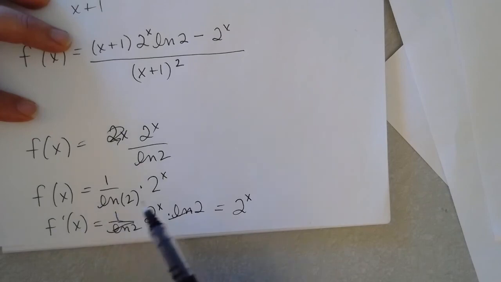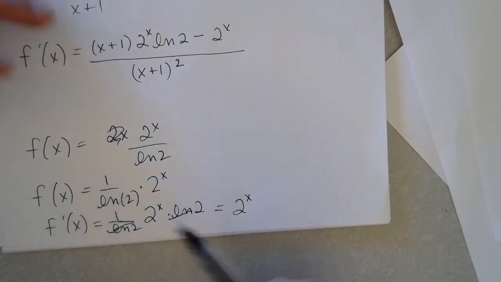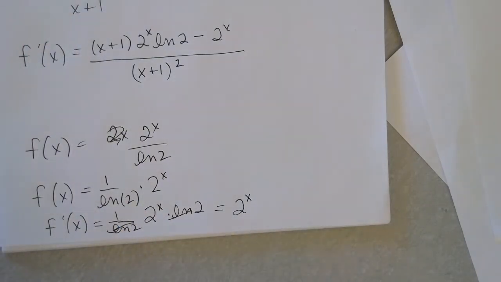So just remember the natural log of a number is just a constant, right? It's an irrational constant, but it's still a constant. We will pick up with derivatives of logs next.